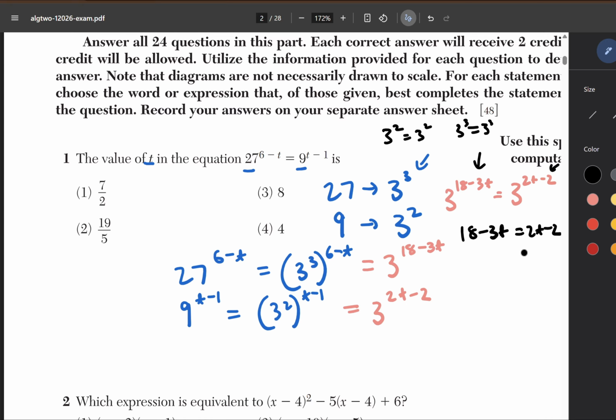And when I solve this like any other algebraic equation, I will get that t is equal to 4. So choice 4 is our answer.